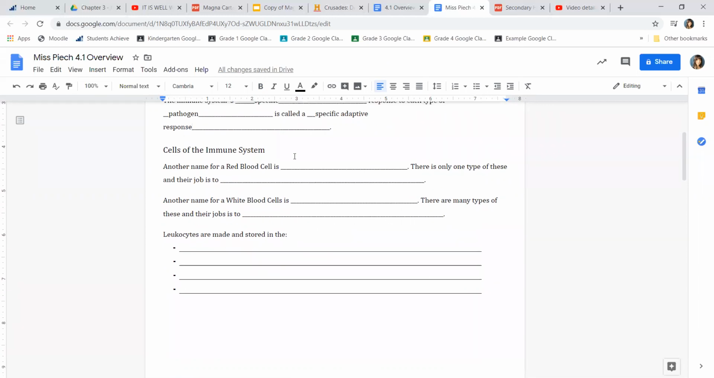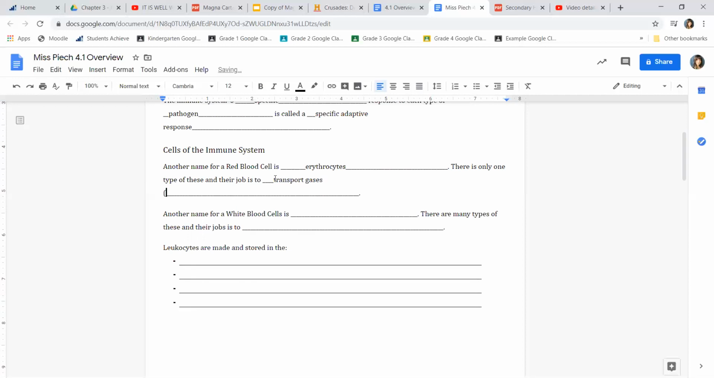Now, some cells of the immune system: we have our red blood cells. They're also called erythrocytes. Now, there's only one type of them, and their job, honestly, is just to transport gases. And I know that sounds funny, but really what we're talking about right now is oxygen and carbon dioxide.